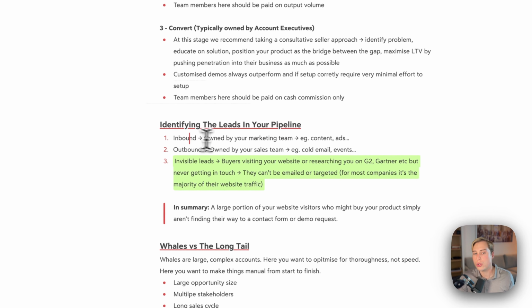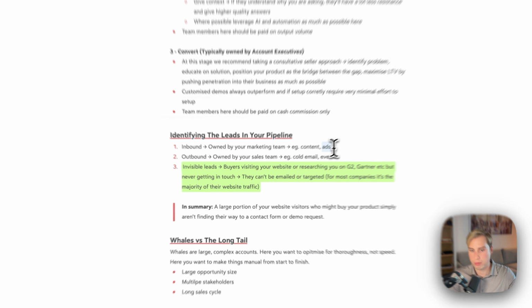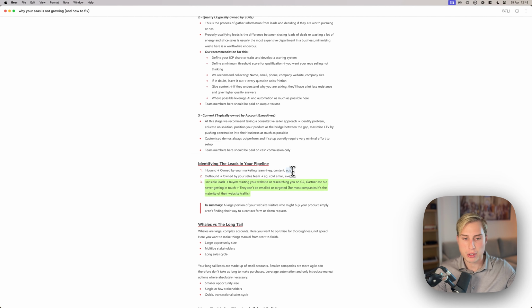Because with inbound, you know who they are. Because it's owned by your marketing team, there's usually some form of lead capture form, right? If I think about running ads, I'm going to send traffic to a page, and on that page there'll be some form of opt-in. Now I know who they are. Even if I don't know their name and email, I know who they are in a Facebook audience or a Google audience, so I can retarget them. So I have a way of getting to them, right?